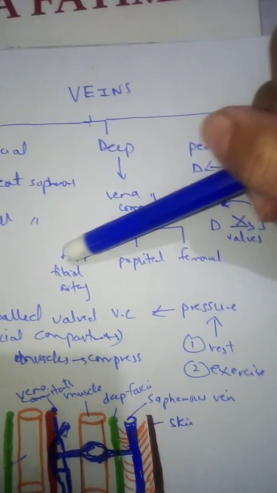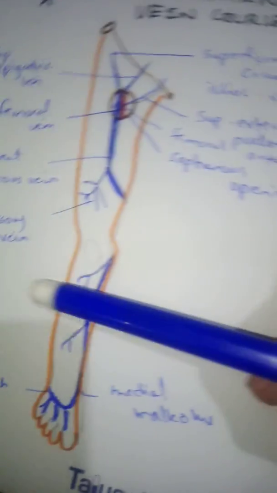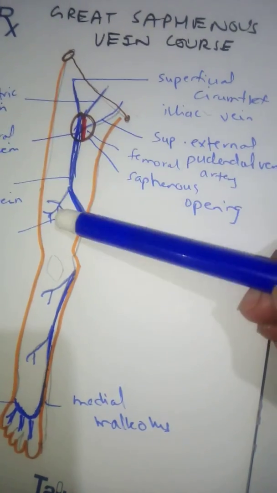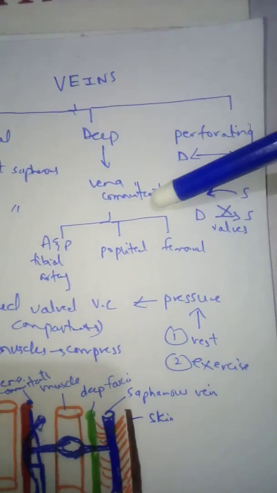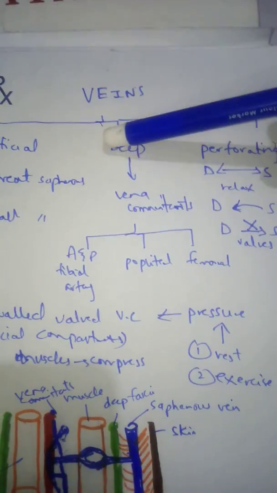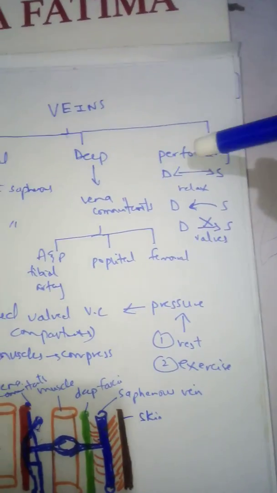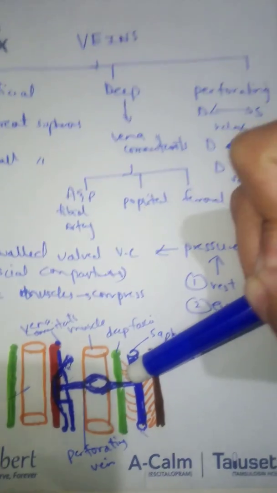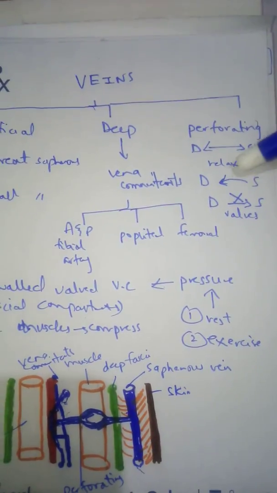venae comitantes of the anterior and posterior tibial arteries here, and then the popliteal artery and the femoral artery. These all form the venae comitantes which form the deep veins of the lower limb. Then are the perforating veins. Perforating veins are those which connect the deep veins to the superficial veins. They have valves in them.